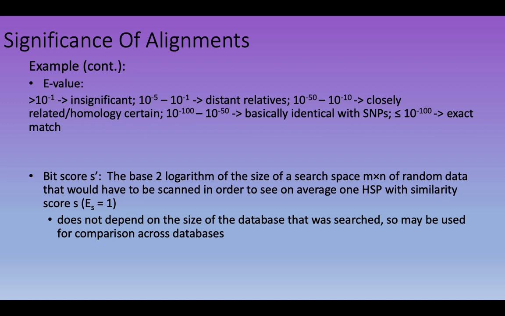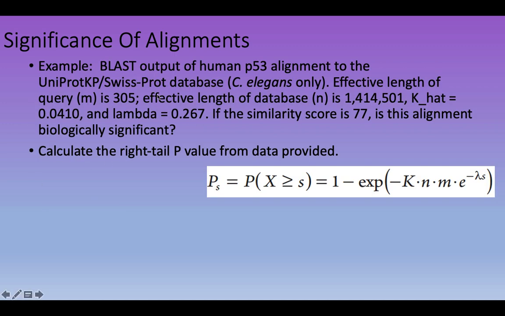So that's the e-value, right? The number of expected high-scoring segment pairs that we might expect given the level of similarity. The bit score is a little bit different. The bit score is a base 2 logarithm of the size of a search space of random data. So that's this m times n, right? And remember that if we go back and think about it, the n is the effective length of the database, and the m is the length of our query.